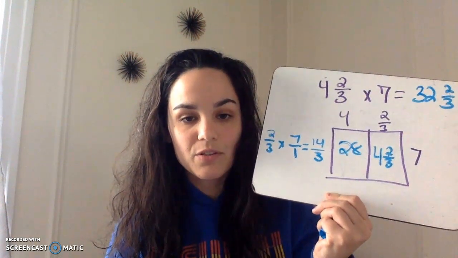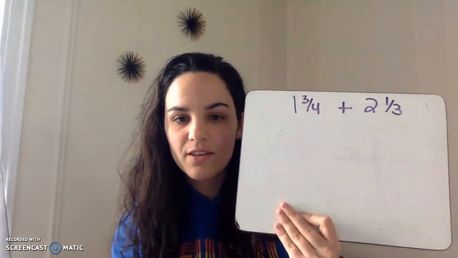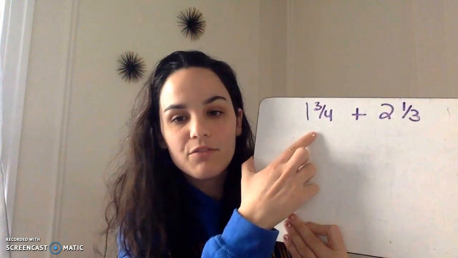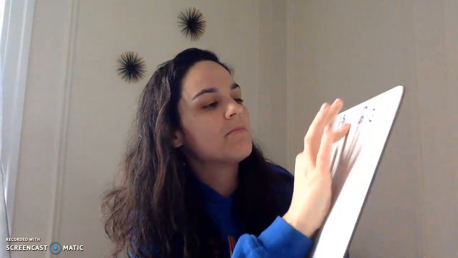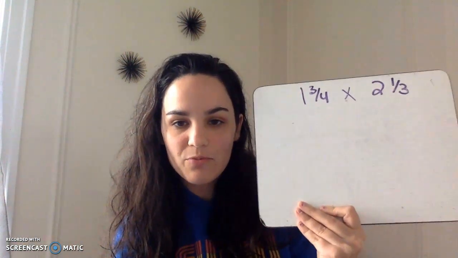The next thing that we're going to do is try to multiply two mixed numbers together. Okay, so I have the fractions 1 3/4. Oh, this should be multiplied times 2 1/3.